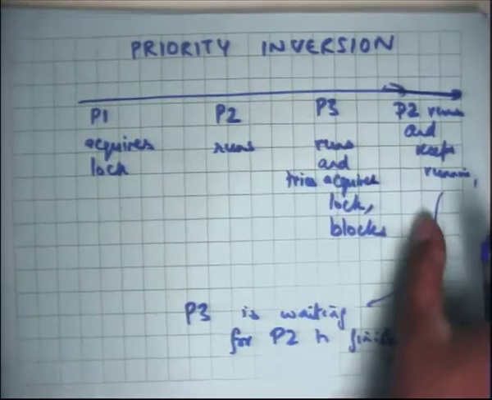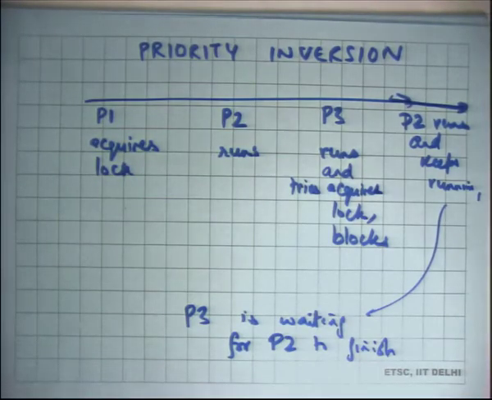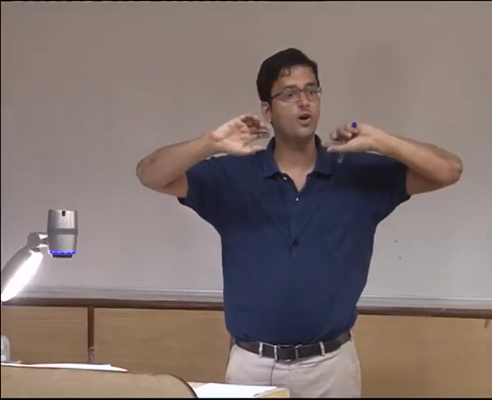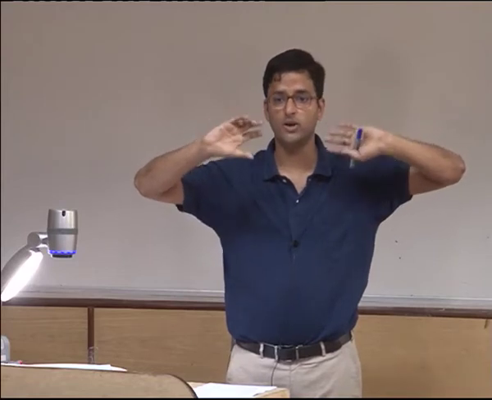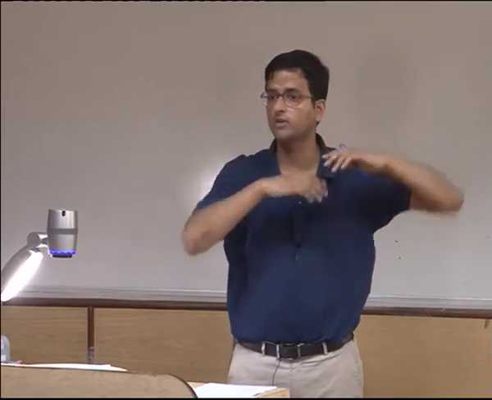But that's provided that this lock was something that was visible to the scheduler, right? So I'm assuming here that the scheduler or the operating system could figure out that P1 acquired a lock, and now P3 is waiting for a lock that's acquired by P1. That's only possible if the lock was a blocking lock, or it was a lock that involved OS activity. For example, the lock involved a system call.